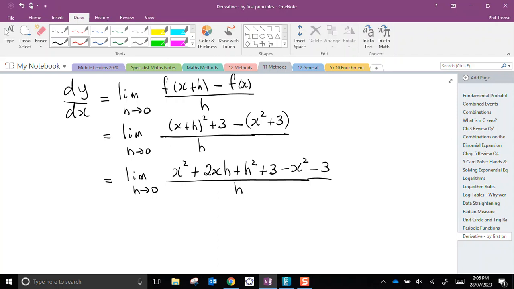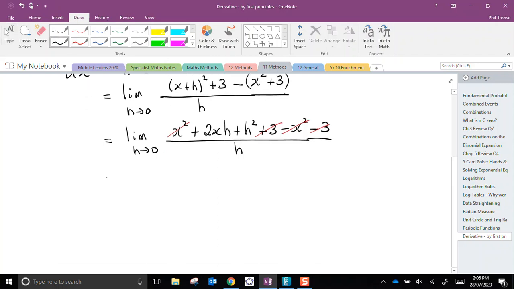At this stage, if everything's working, I should find some things that will be equal and opposite. So I have x squared subtract x squared, I have positive 3 subtract negative 3. And I'm left then with the limit as h approaches 0. Now there's only two terms left, and I note that both of them have h as a common factor. So I will write this as h times 2x plus h.